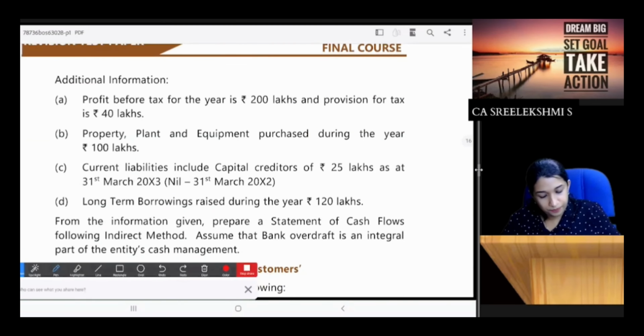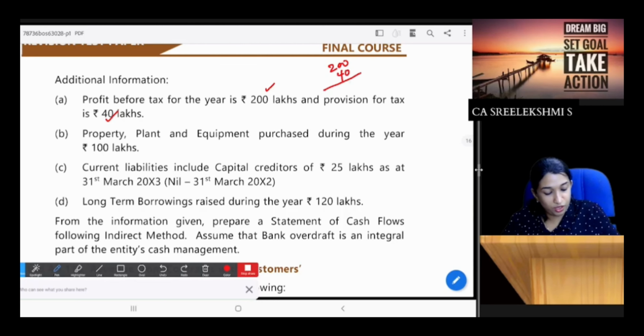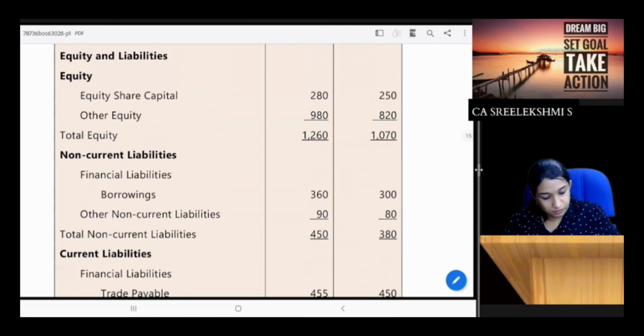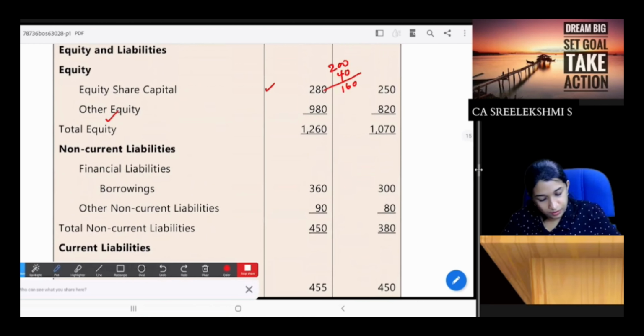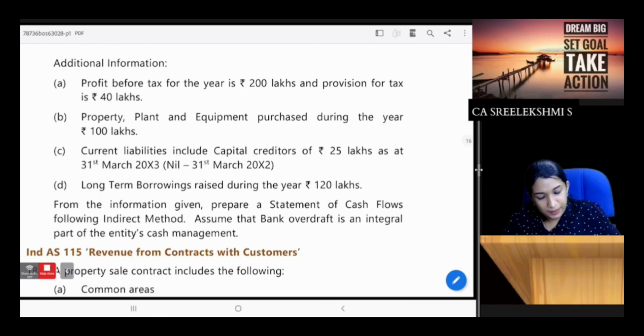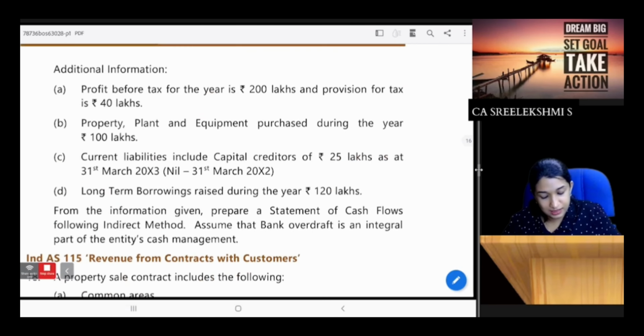Additional information: profit before tax is 200 lakhs and provision for tax is 40 lakhs. So 160 is PAT. Other equity 820 has become 980, a difference of 160, which is the PAT. So profit before tax is 200. Okay, PPE purchased during the year is 100 lakhs.